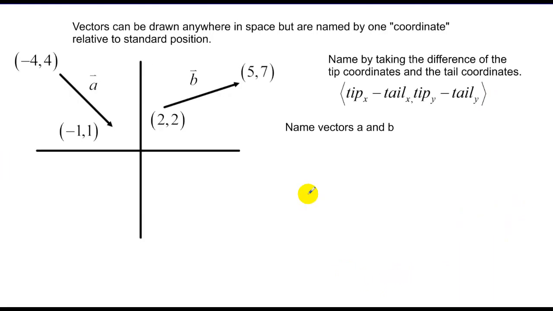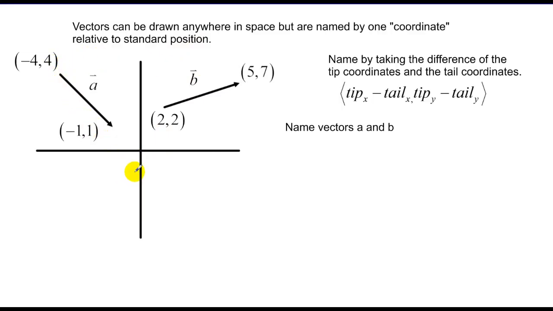Now, vectors can always be drawn anywhere in space, but typically when we want to name them, we name them by a singular coordinate relative to where the tail would be at the origin. So we actually translate these guys down.